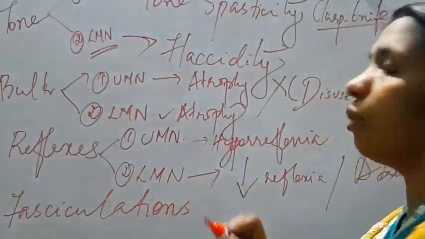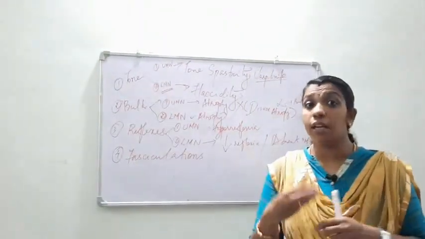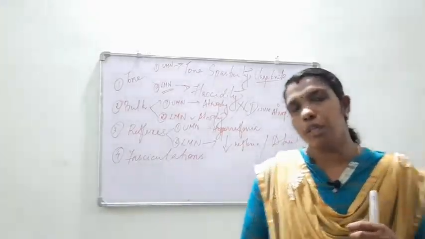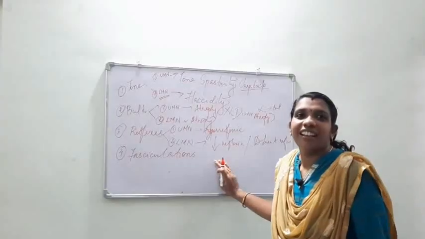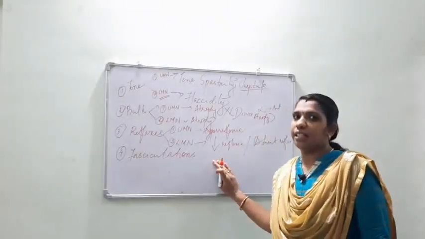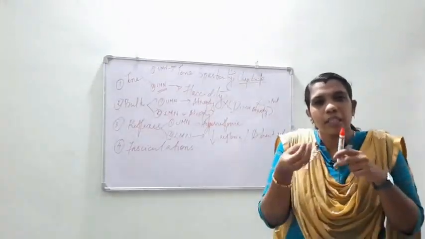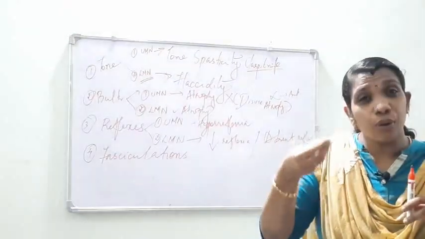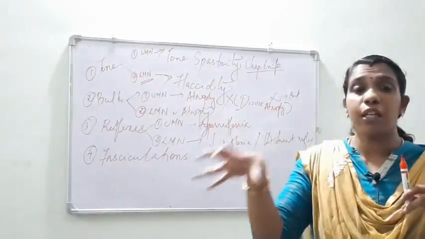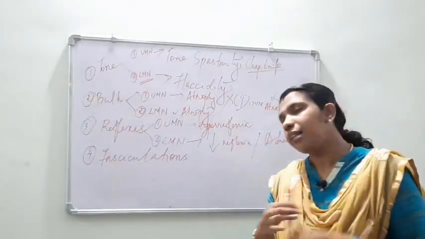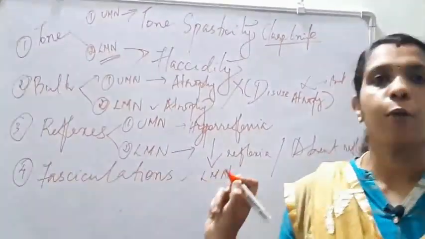fasciculations. Regarding fasciculations, the motor unit is responsible for fasciculation. The second order neurons, the anterior horn cells, or the motor unit, are responsible for fasciculation. This fasciculation is more in lower motor neuron lesions, because the anterior horn cell is diseased. The diseased anterior horn cells may slowly create small twitching in the particular area supplied by this motor unit, and hence fasciculations will be seen in lower motor neuron lesions, and are absent in upper motor neuron lesions.